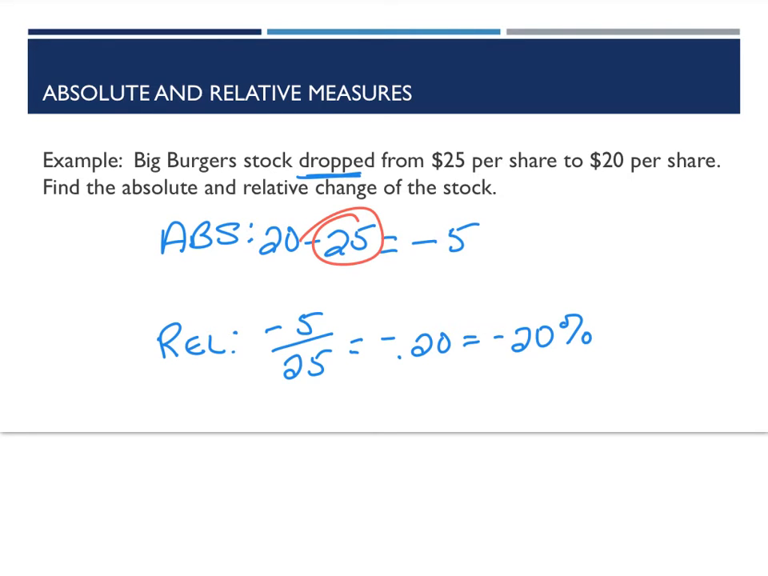You want to watch your signs. The signs tell you whether your measurement went up or down. Well, if the absolute measurement went down, the relative measurement also went down. So those two signs are always going to match. They're either both going to be positive or they're both going to be negative.